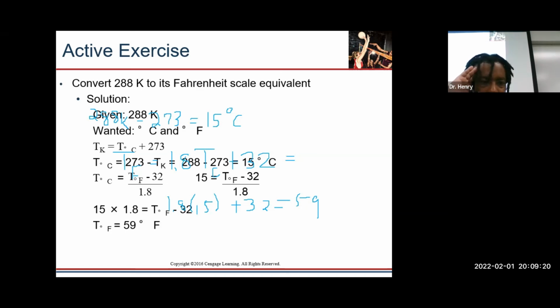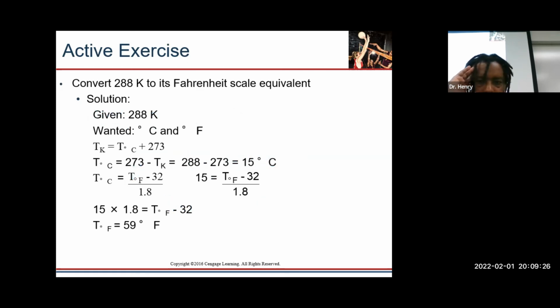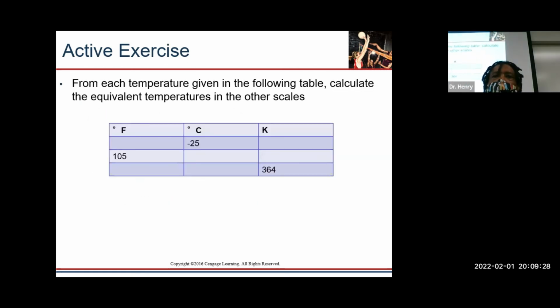Okay, clear. Okay, so what I'd like you guys to do is to fill in the table.